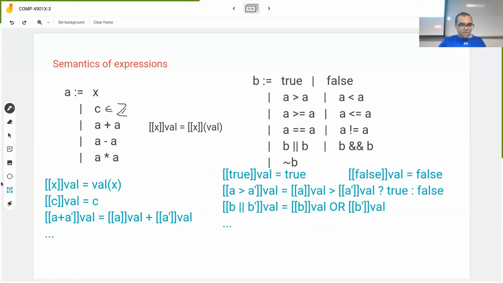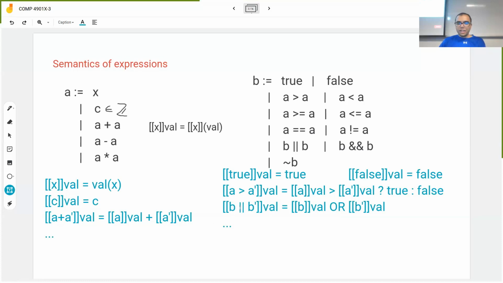So what happens with Boolean expressions? Again, I can do something very similar. What is the meaning of true? The meaning of true is always true, because true is just a constant, right? So I don't care what the valuation is. I don't care what state of my program I'm at. The meaning of the expression true is just the Boolean value true. And the same thing for false.